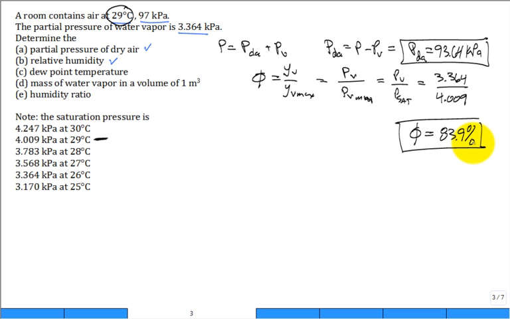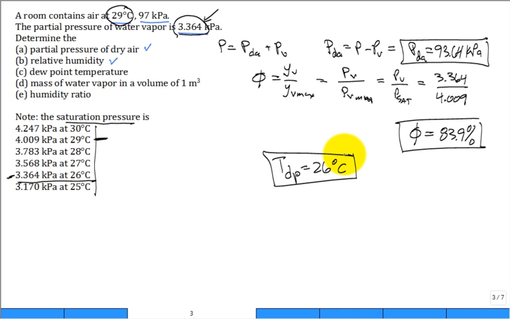Dew point temperature, well, we look at our list of the saturation pressures, and so we find where it's equal to 3.364. So it's right there. No interpolation needed. That's why that number was given the 4 significant digits in the original problem statement, so that the temperature of the dew point is 26 degrees C.